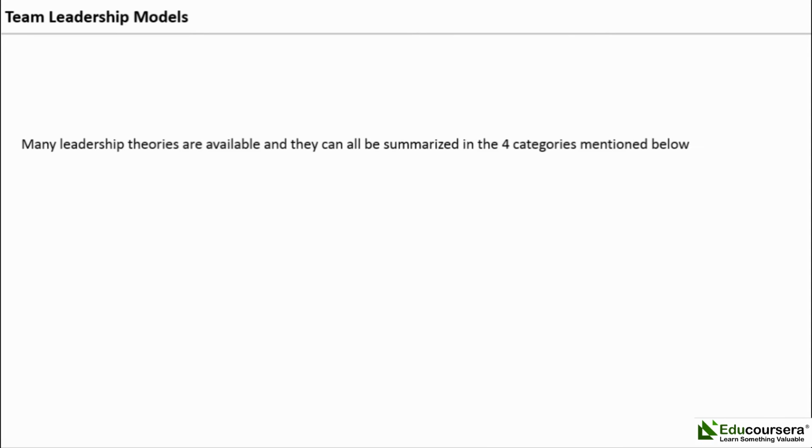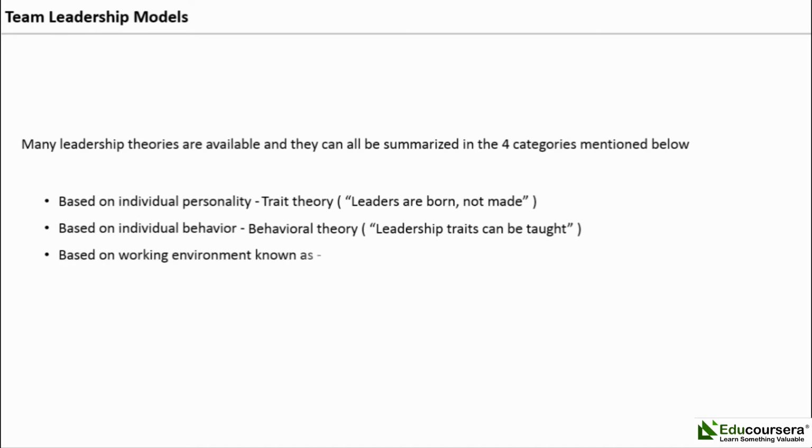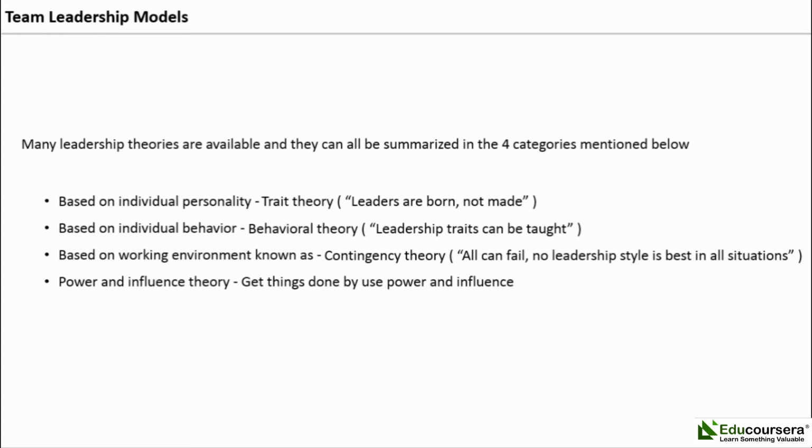Many leadership theories are available, and all of them can be summarized in the 4 categories stated below. 1. Based on individual personality, known as trait theory. 2. Based on individual behavior or action, known as behavioral theory. 3. Based on working environment, known as contingency theory. 4. Power and influence theory. Understanding of various models and tools under these categories can help the team leader at different levels and situations.